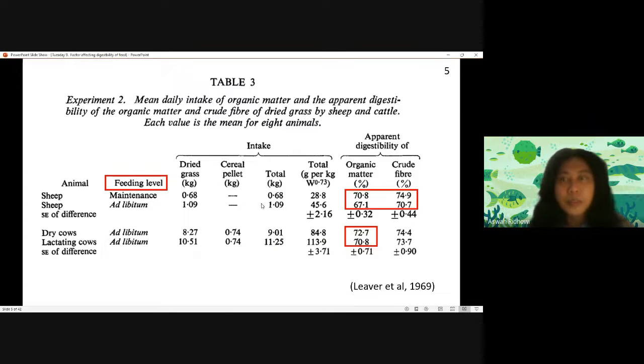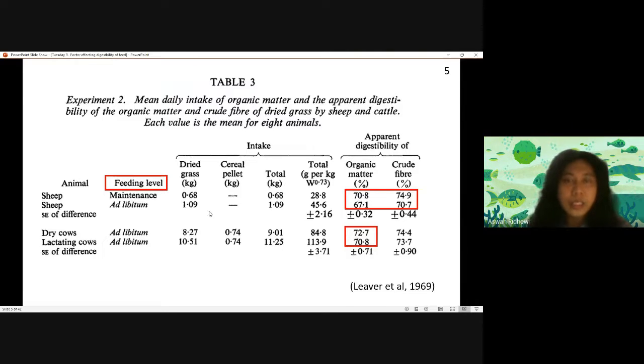Then if we come to the next slide, still in the same experiment, they tried to identify different levels of feeding for digestibility. In this case, they used maintenance and ad libitum feeding levels. Connecting with digestibility here, it is the same as the previous one: we will notice that the low feed intake, which is the maintenance, gives better or higher digestibility compared with ad libitum.